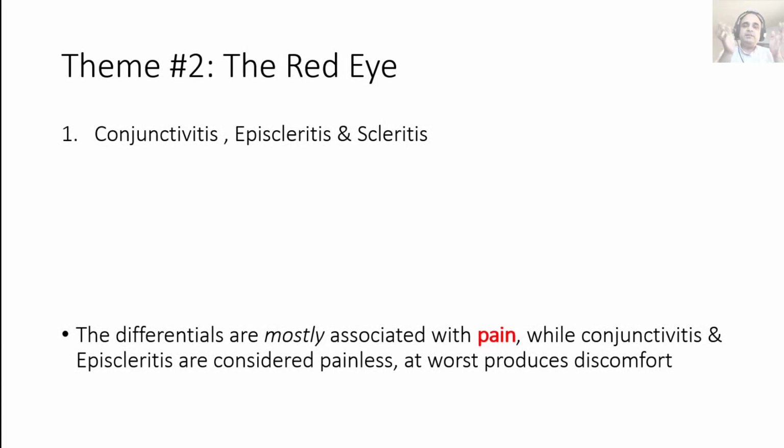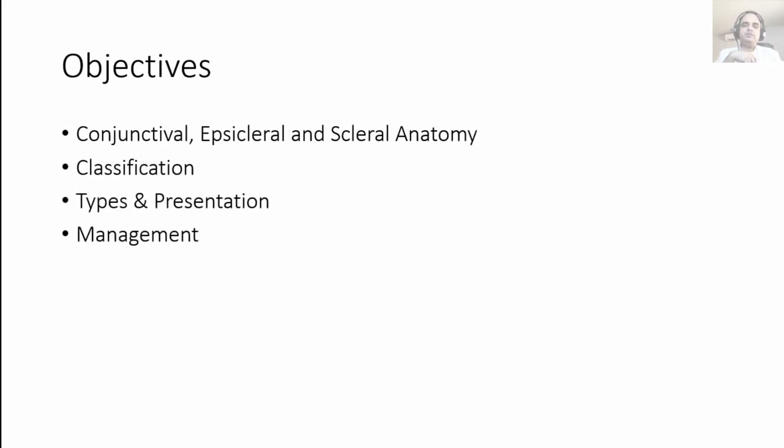Most of these entities are associated with pain, from mild pain to a pain that's been described as the third worst type of pain a patient can experience. The diseases that we'll be doing today are relatively painless, associated with mostly a discomfort, with the exception of a type of chronic conjunctivitis and scleritis, which do have pain associated with them. So we'll first talk about the relevant anatomy, then we'll talk about the classification of these diseases, their types and patient presentation, and finally their management.